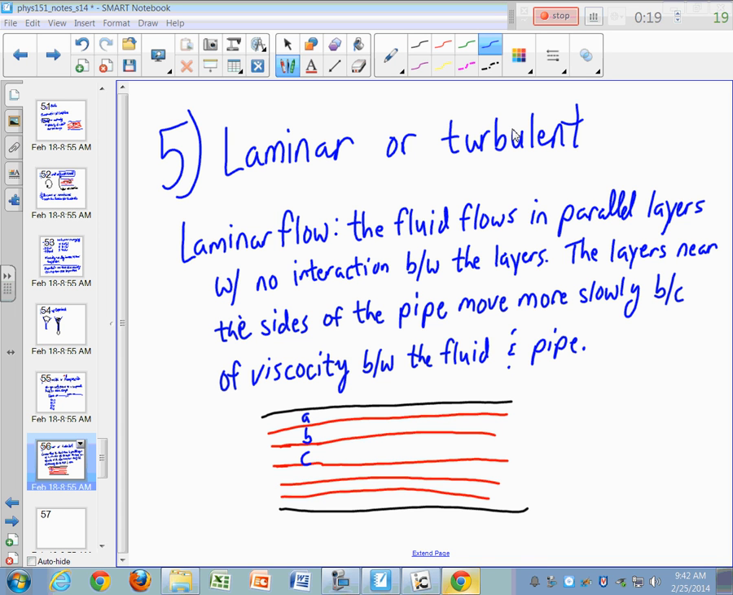I break it into parallel sections because in laminar flow, your fluid actually flows in these parallel layers. This is a cross section. I actually would be looking at cylinders of layers flowing through this pipe. Where does it travel the fastest?